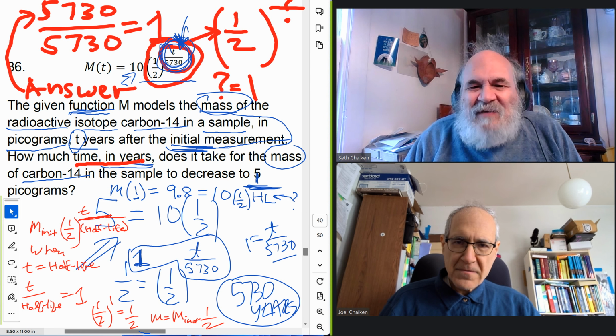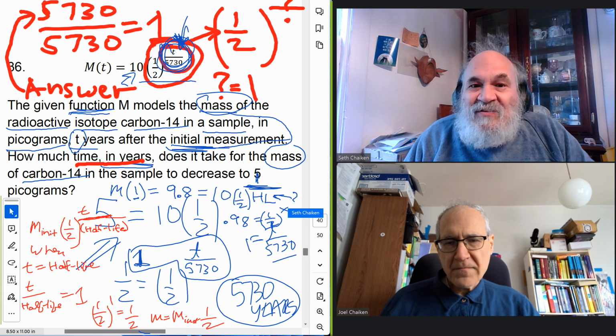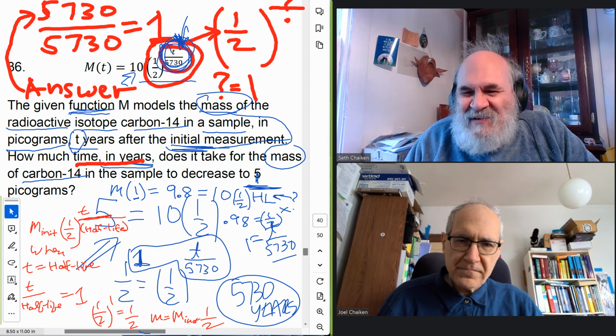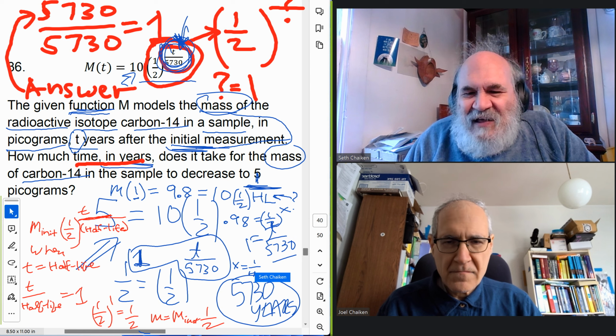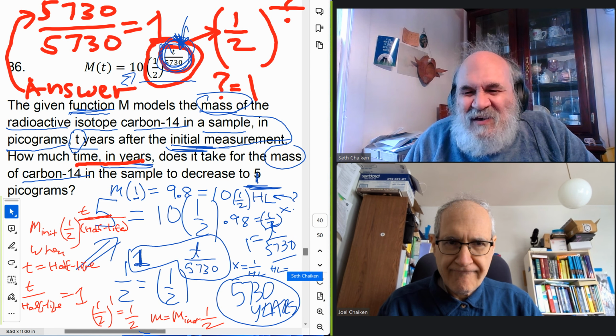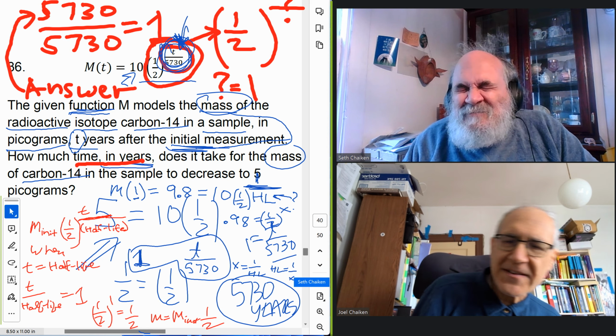You divide, so you say 0.98 equals a half raised to the x power, and a calculator can solve for x. Then you find x equals 1 over the half-life, and therefore the half-life is 1 over whatever you find x to be. You don't have to wait 5,730 years.